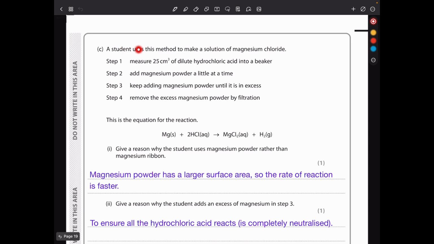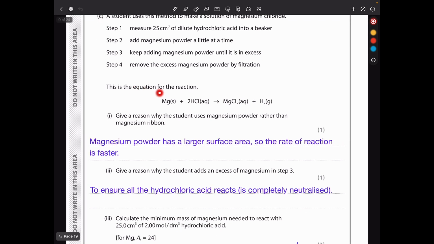Then in part C, a student uses this method to make a solution of magnesium chloride. In step 1, they measure 25 centimeters cubed of dilute hydrochloric acid into a beaker. Step 2, they add magnesium powder a little at a time. Step 3, they keep adding magnesium powder until it's in excess. And step 4, they remove the excess magnesium powder by filtration.